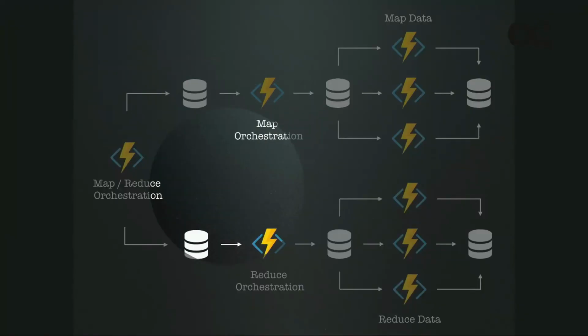So initially, we have up there an orchestration, which manages the whole process, map and reduce. And then we have two sub-orchestrations. I will show you code in a second. One orchestration orchestrates the mapping, and the other one orchestrates the reduce.